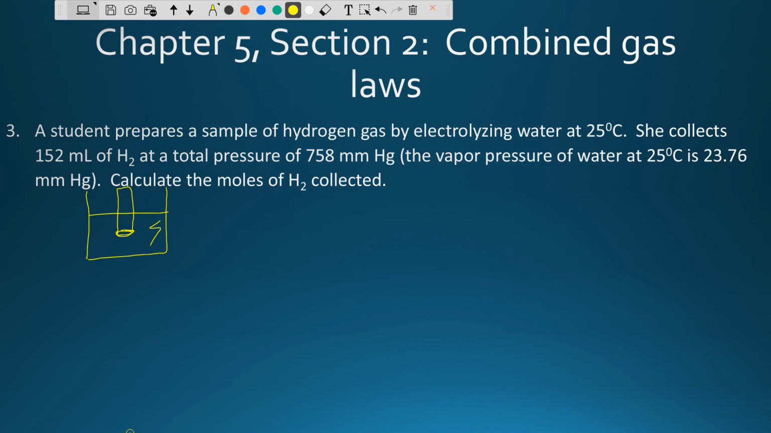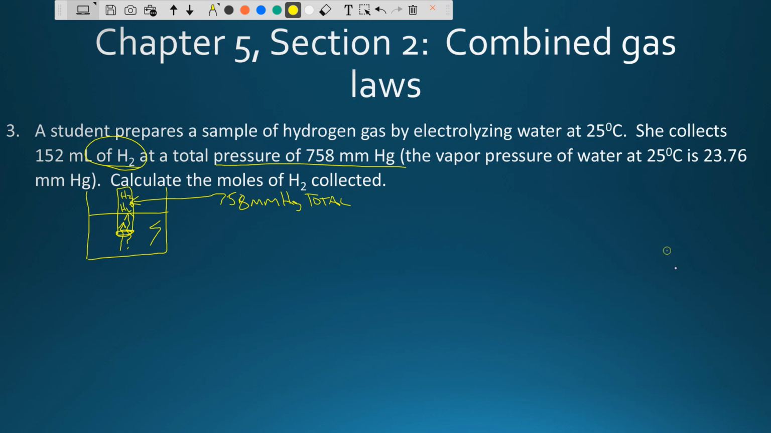Okay, and so what we're going to be doing is collecting some hydrogen gas, but it's going to be bubbling up into this. So we're going to get hydrogen gas, but as it's bubbling up, we're still collecting over water. So inside we have water vapor. And so water vapor is going to be evaporating into the test tube as well. Whenever we collect over water, when we see that, they talk about a total pressure of 758, but that's 758 millimeters total.